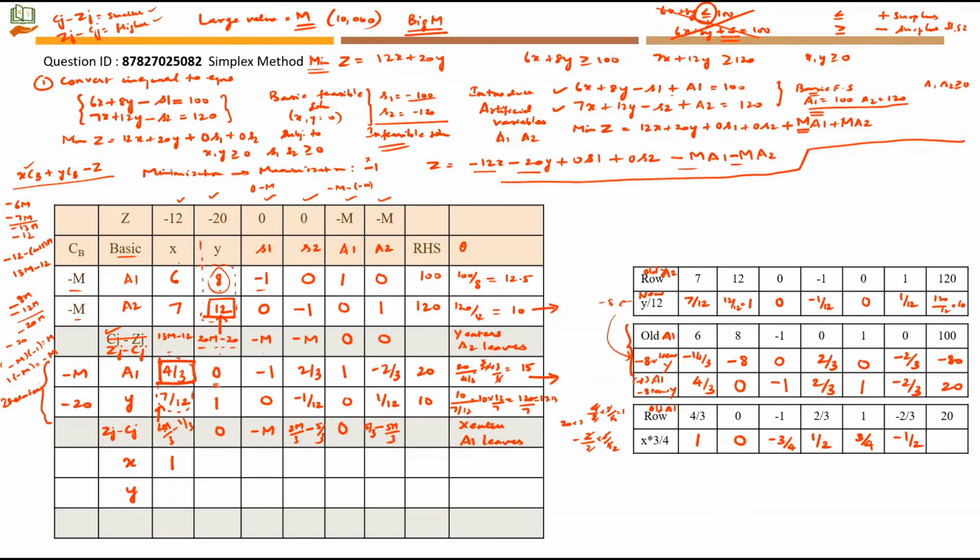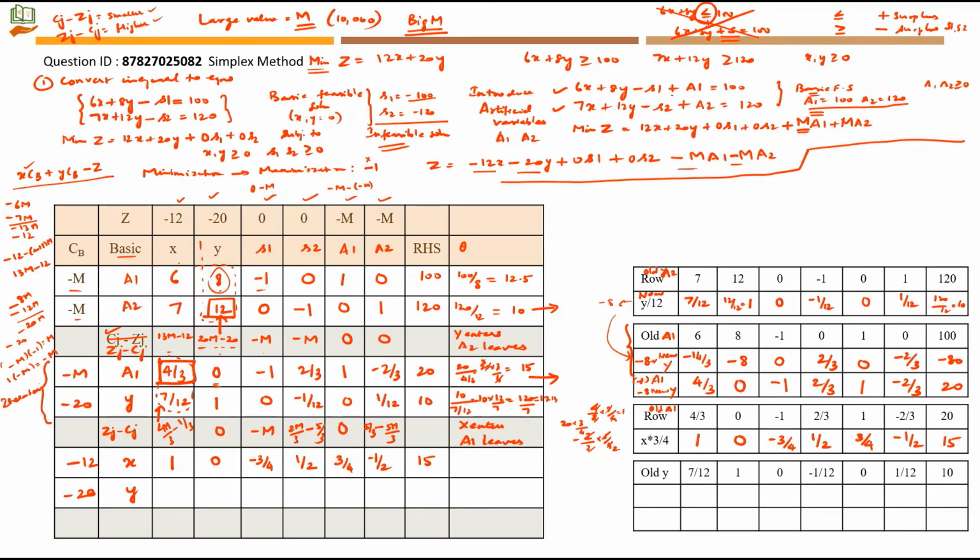Then we have 20 into 3 by 4. This will give a value of 15. We will have 1, 0, minus 3 by 4, 1 by 2, 3 by 4, minus 1 by 2, then 15. What is the coefficient of x in the objective function? It is minus 12 and y it has minus 20. Now as usual you have to find the new y. So now the old y is 7 by 12, 1, 0, minus 1 by 12, 0, plus 1 by 12 and 10.